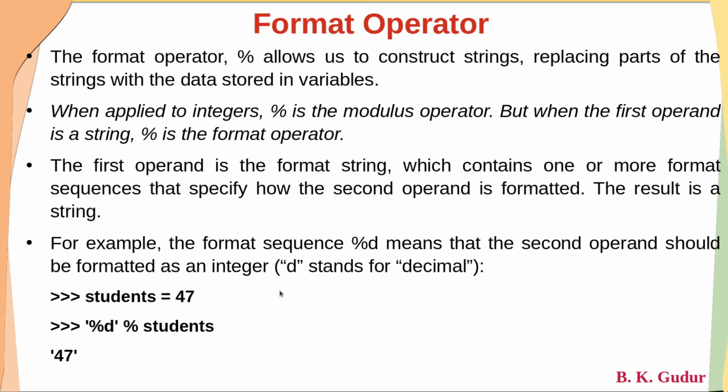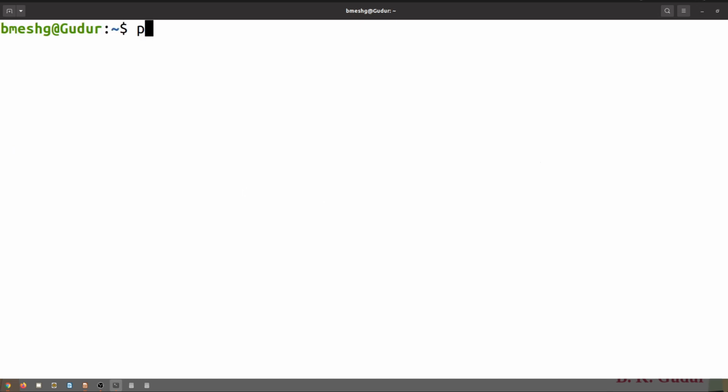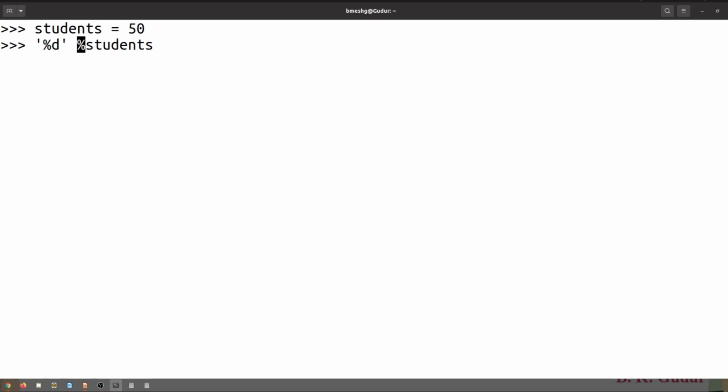Before we proceed further, dear students, I will show the execution in the Python interpreter and later we'll proceed further. Let me start the Python 3 interpreter, and here I use a variable students equal to 15, which by default is an integer variable. Now the format specifier is %d. If I print %d and then %students, you can see this is the first operand and this is the second operand. It is 50.